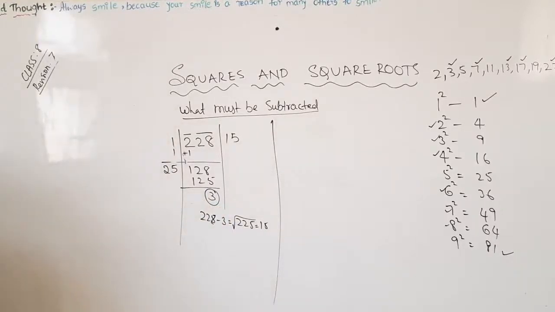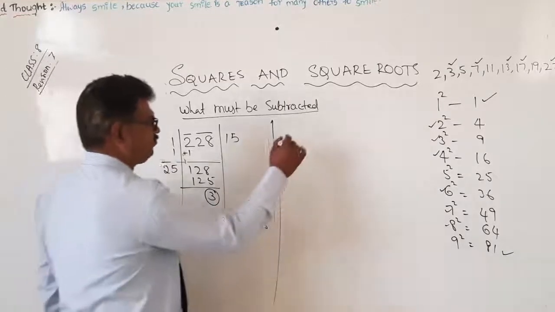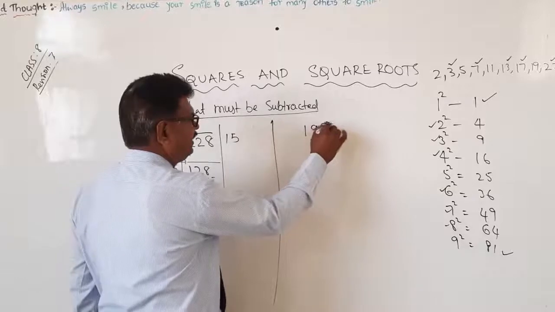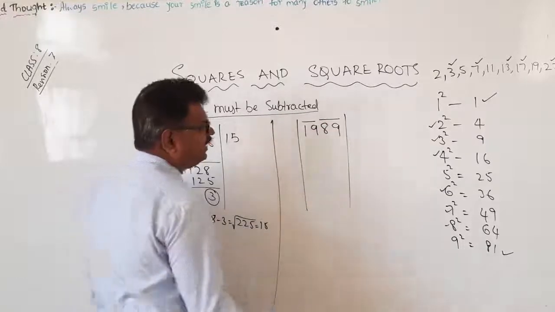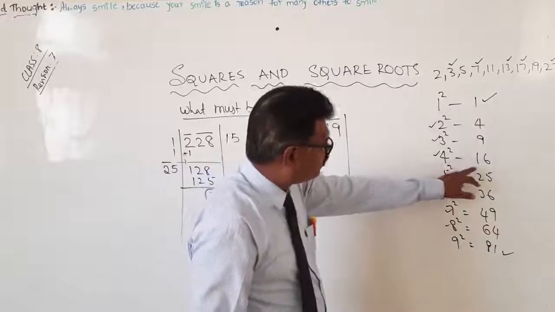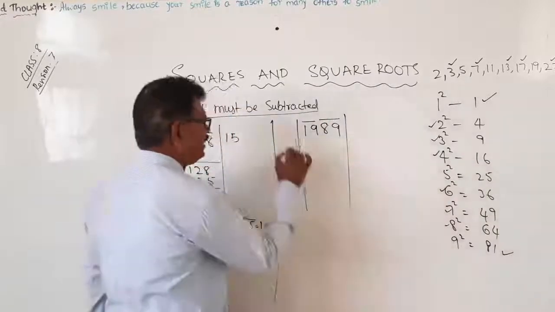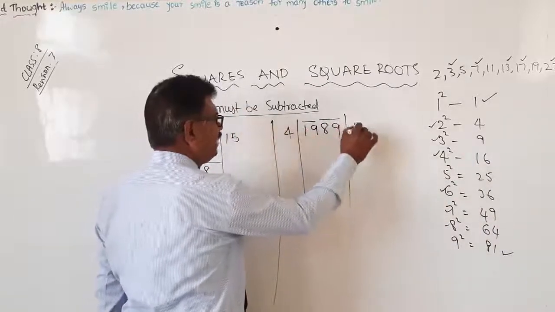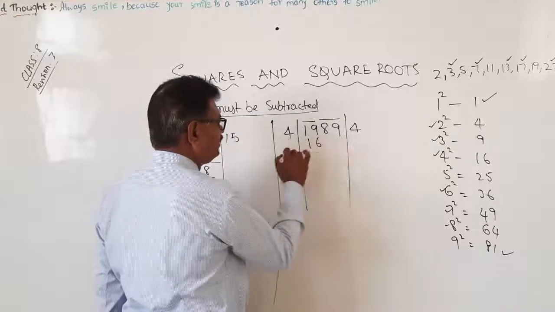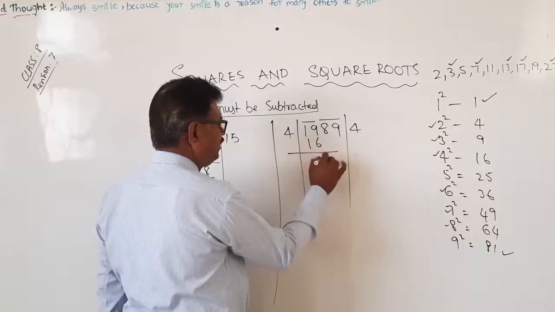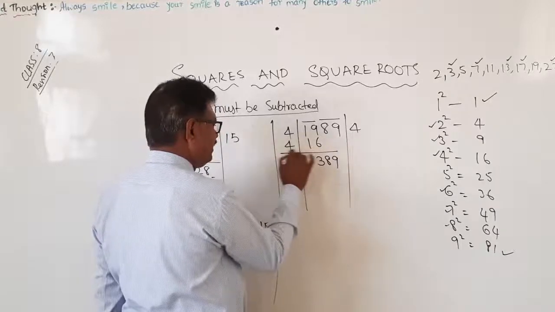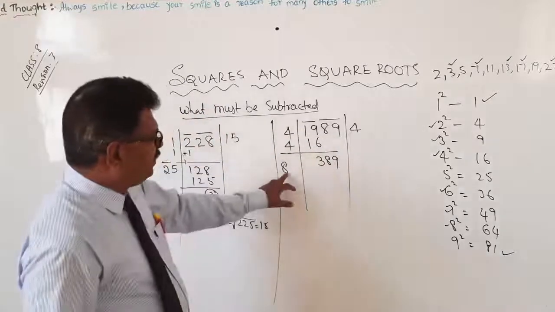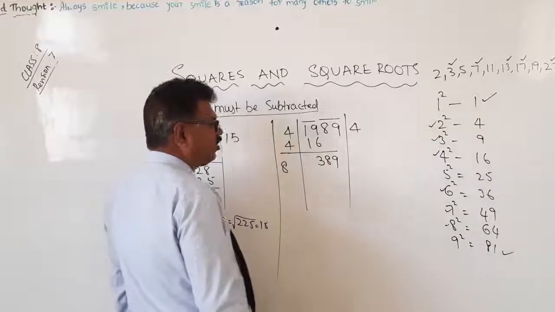One number we see: 1989. Yes. So 19 lies between 4 square and 5 square. Therefore we will take 4 and 4. 4 into 4, 16, 3, 8, 9. 4 plus 4 is nothing but 8. 8, 38. How many times will it go?